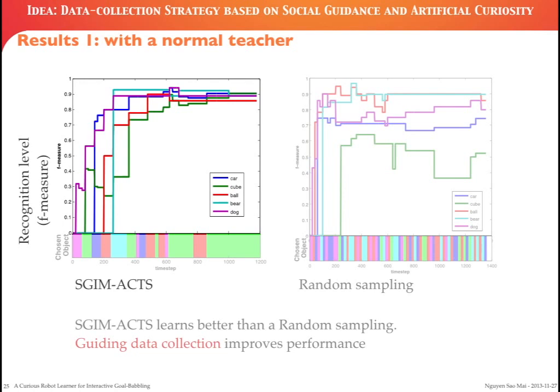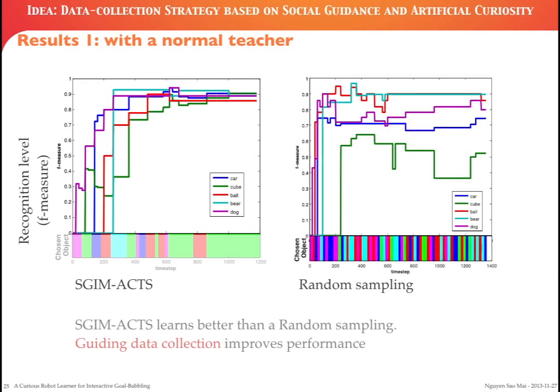And when we use the algorithm SGIM-X, we can see that it learns and the recognition level increases. If we use the same recognition algorithm but with a random sampling of object and mode, then we can see that yes, it learns, but the levels are lower, especially for this object, which is the cube, which has a lot of different colors, so it's difficult to recognize.